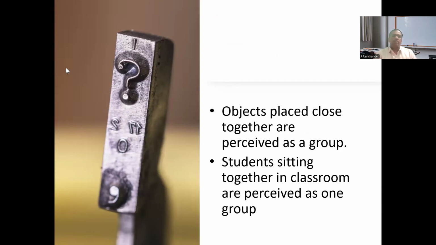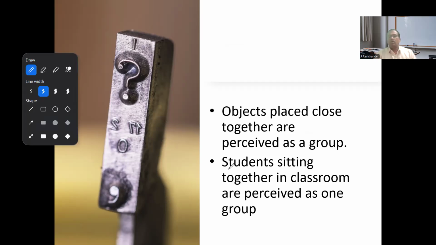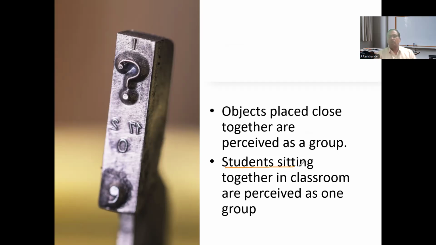For example, there are different students, boys, girls, or different age groups. Even though they are different, if they are sitting in a classroom, we perceive them as one group. We are not considering them as individuals; we are considering them as one group, that is one class, sitting in one room.